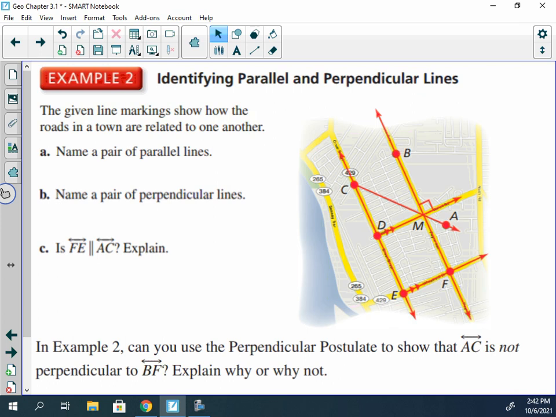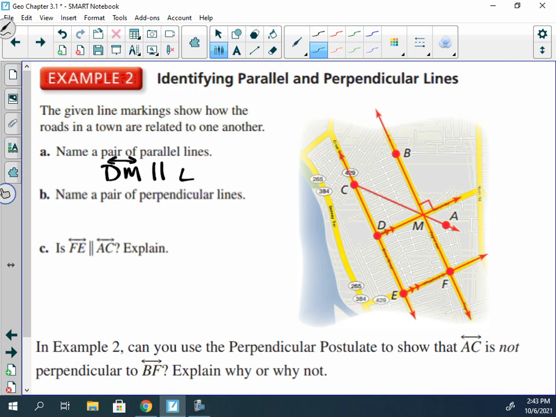So, now, name a pair of parallel lines. It might be very tempting to say that BM or BF is parallel to CD or CE, but we don't have enough information to say that. The one that we can say is that DM is parallel to EF.